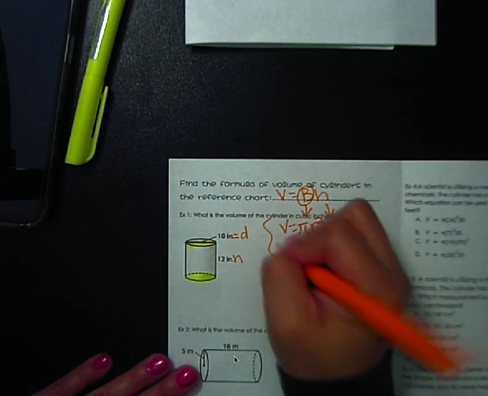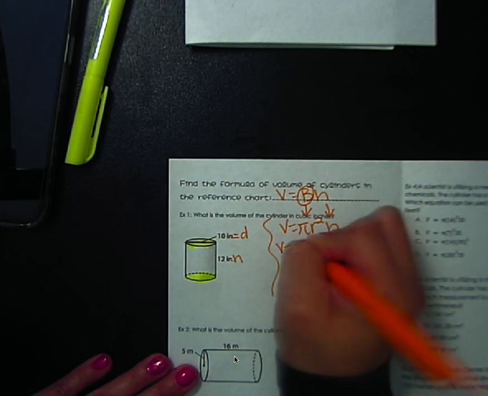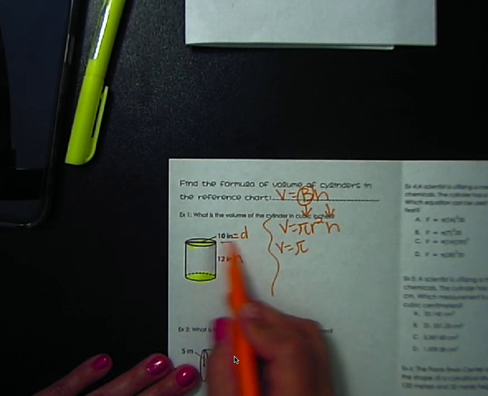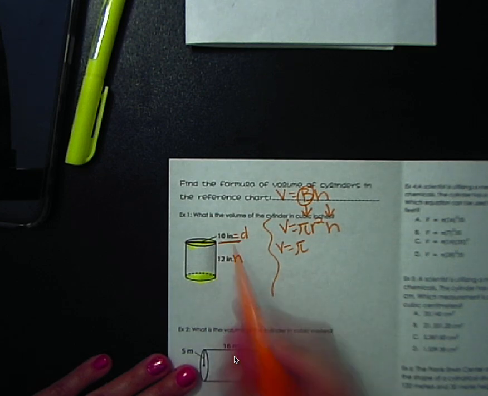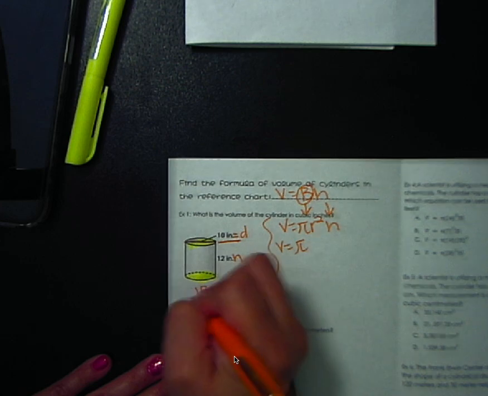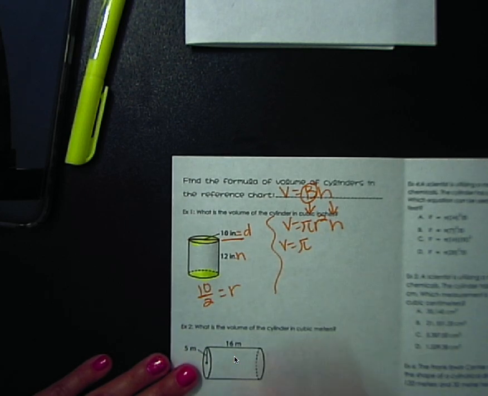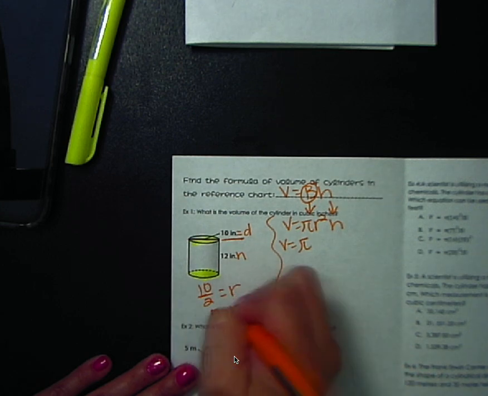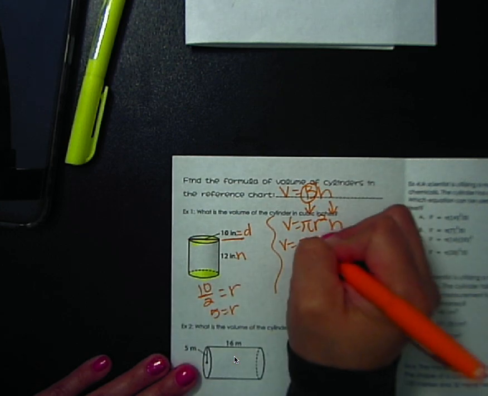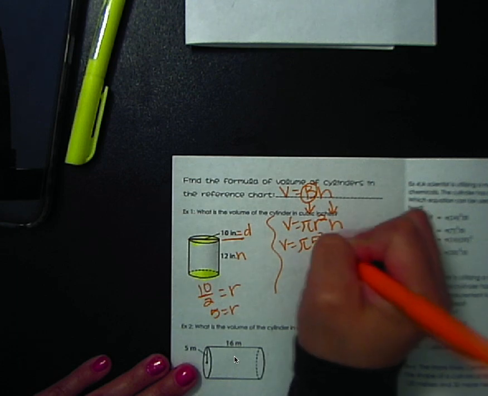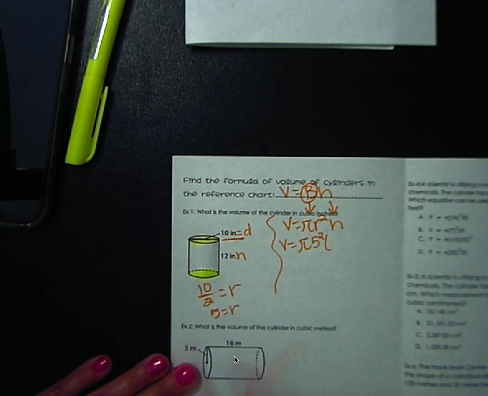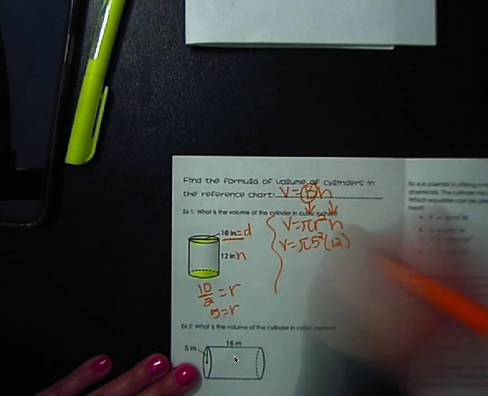So now I'm going to write down V equals, bring down your pi. Now, the diameter is not my radius. So I need to divide 10 by 2 to find my radius. And 10 divided by 2 is going to be 5. So I'm going to, instead of putting the r, I'm going to put 5 squared. Now, times your height. Your height is 12. So I'm going to put 12.